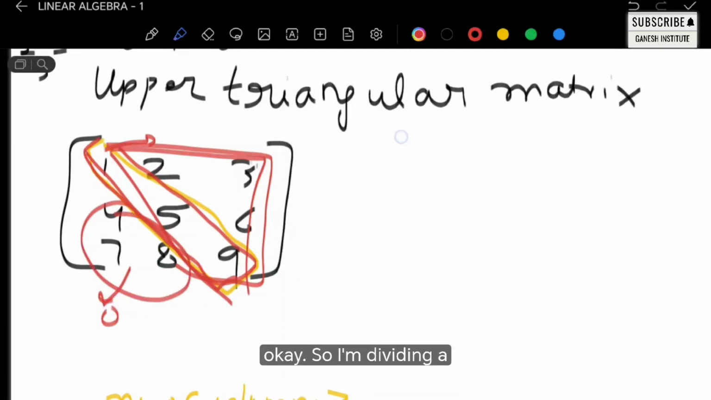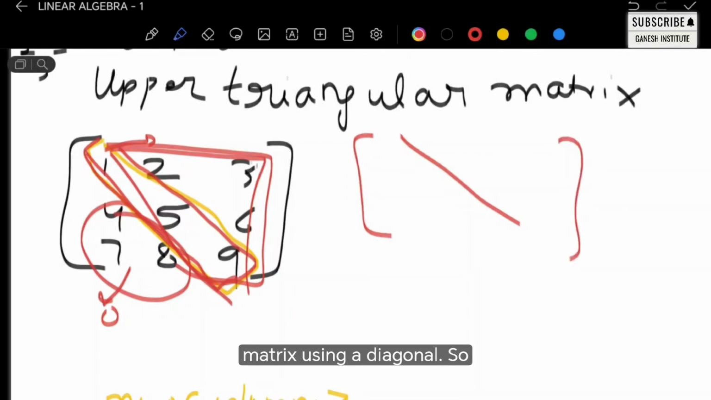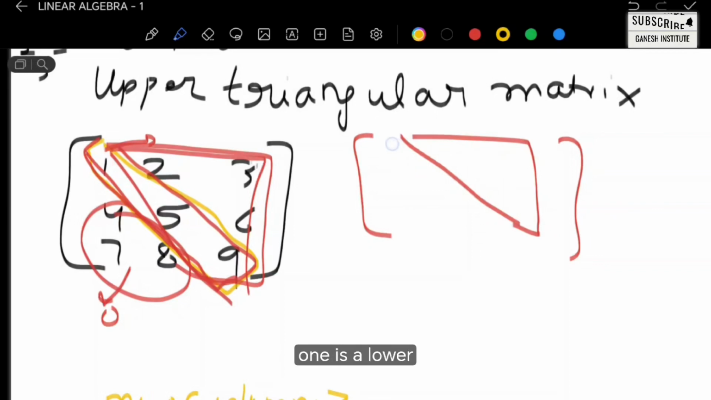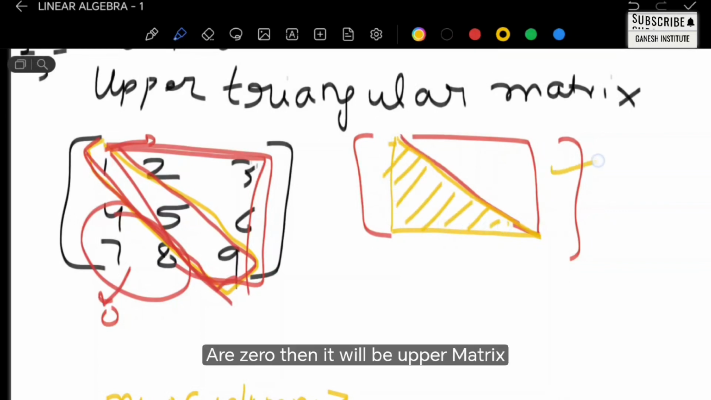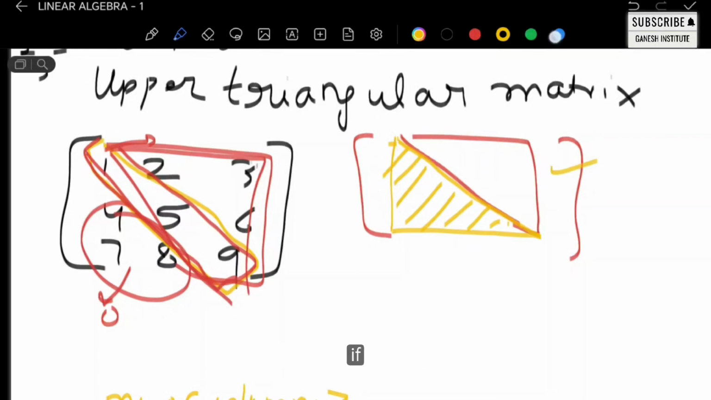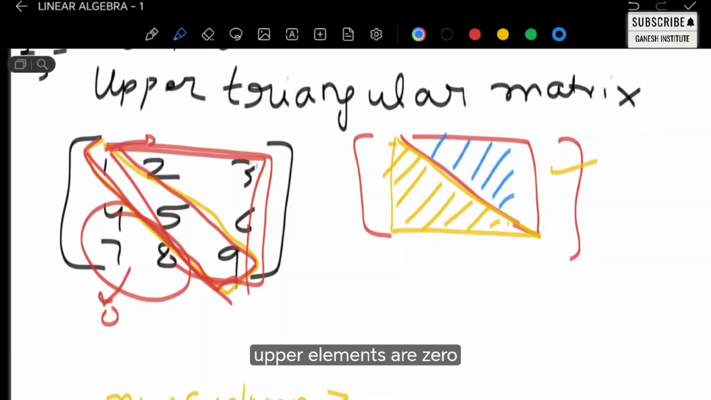Okay. So I'm dividing a matrix using a diagonal. This is an upper triangle and this one is a lower one. If the lower elements are 0, then it will be an upper triangular matrix. And if the elements above the diagonal are 0, and the leading diagonal values are not all 0, then it is a lower triangular matrix.